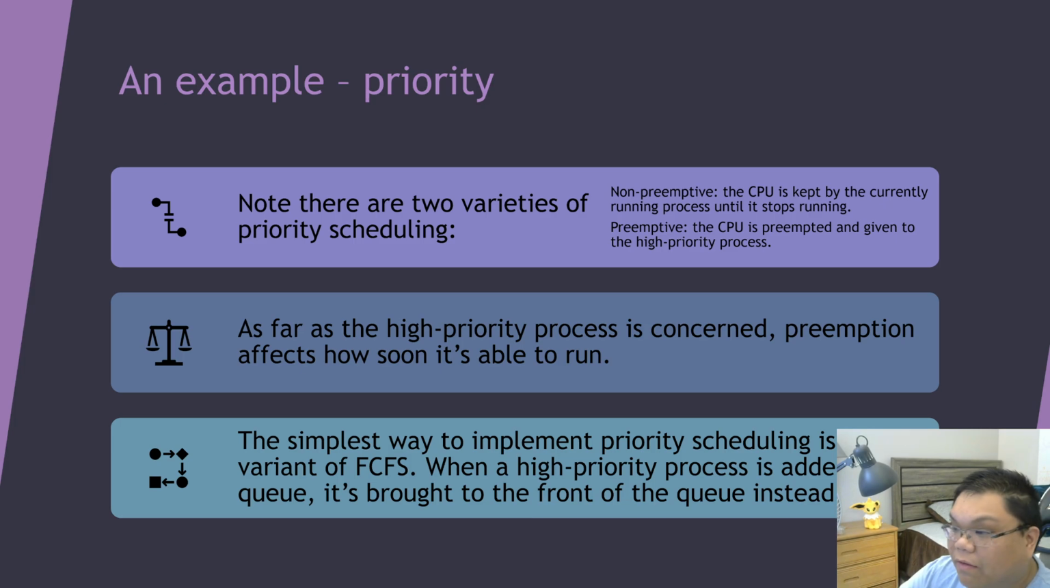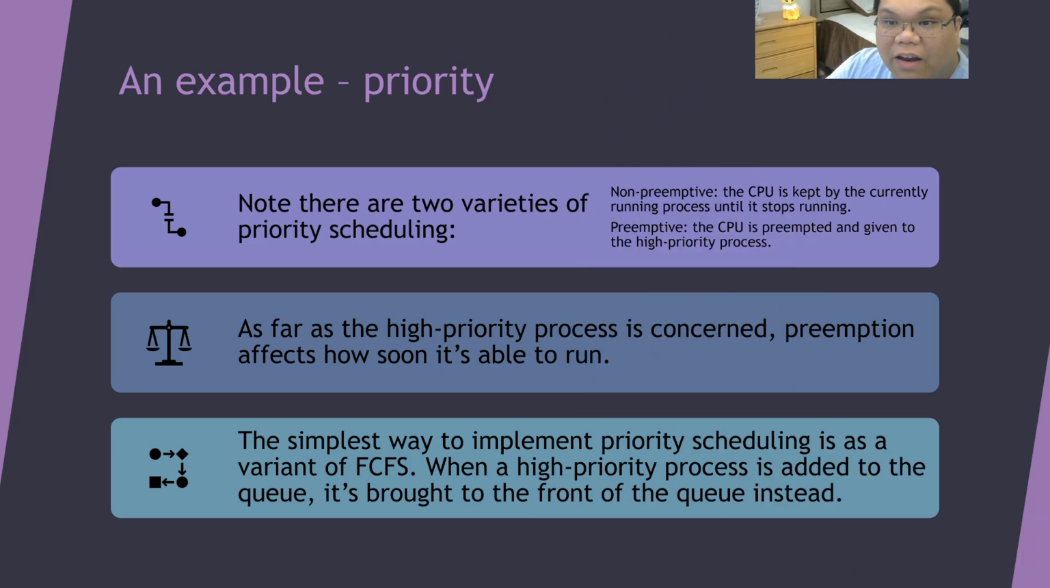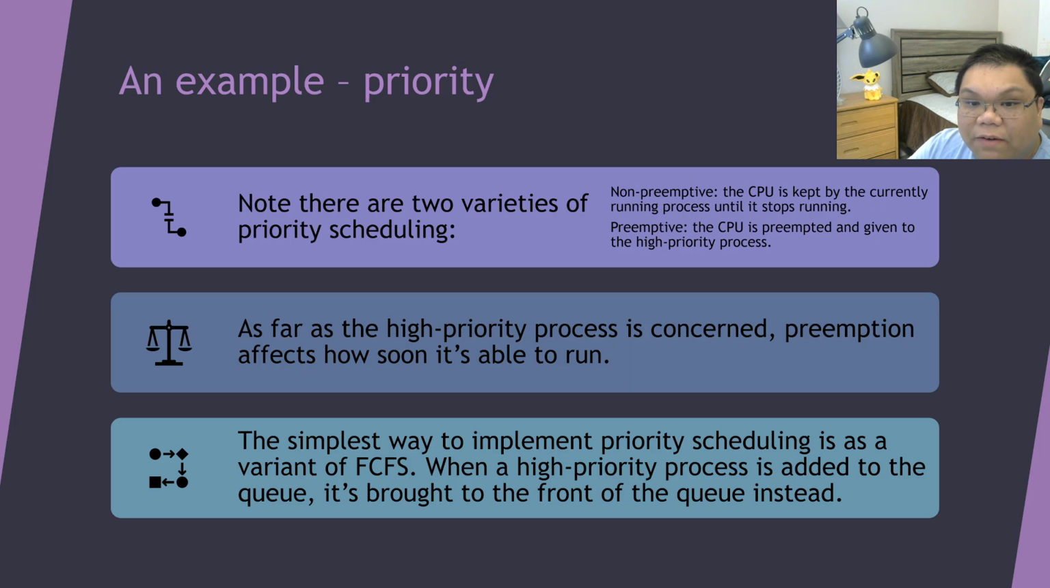There are two varieties of priority scheduling. The first one is non-preemptive. The CPU is kept by the currently running process until it stops running. And then we have preemptive. The CPU is preempted and given to the high priority process. As far as the high priority process is concerned, preemption affects how soon it's able to run. The simplest way to implement priority scheduling is as a variant of first come first serve. When a high priority process is added to the queue, it's brought to the front of the queue instead.